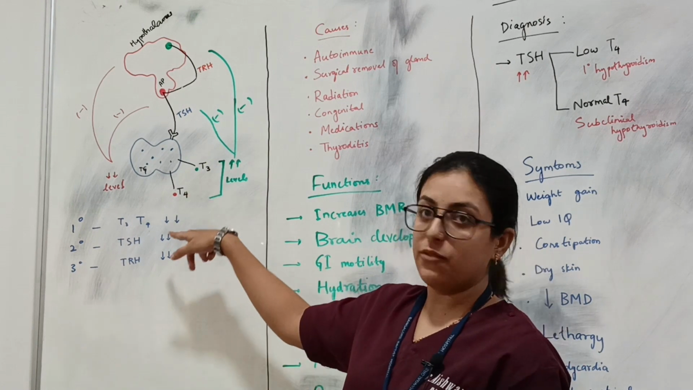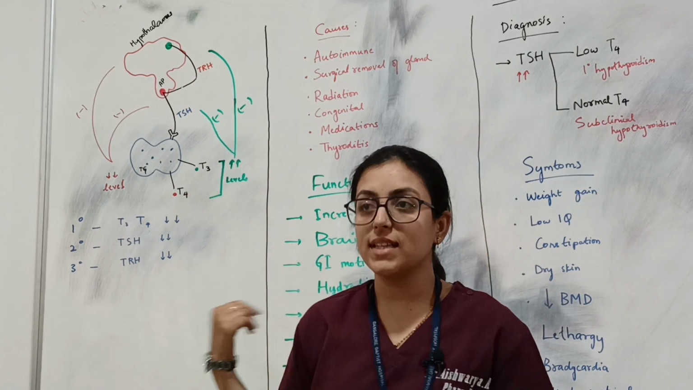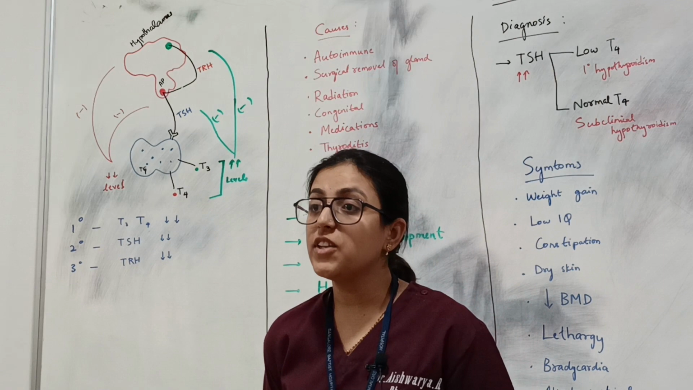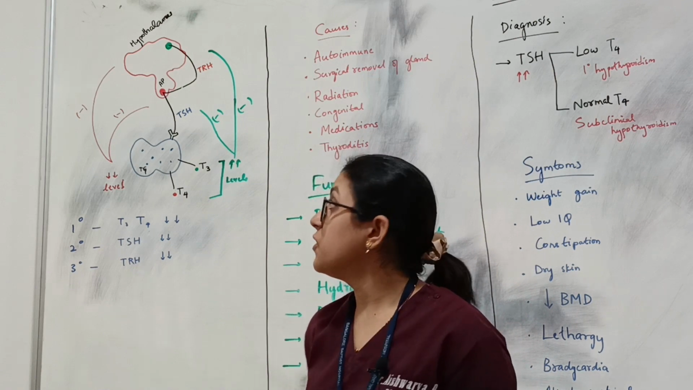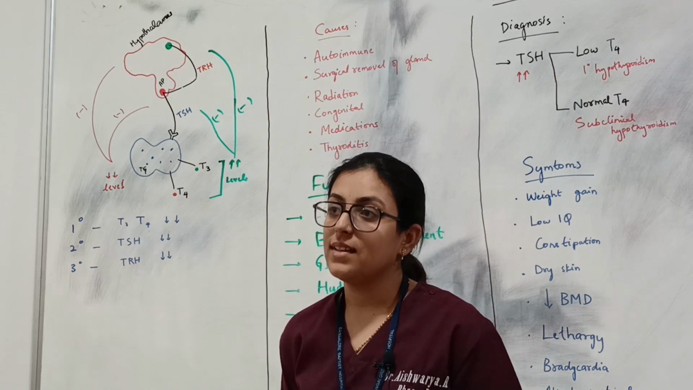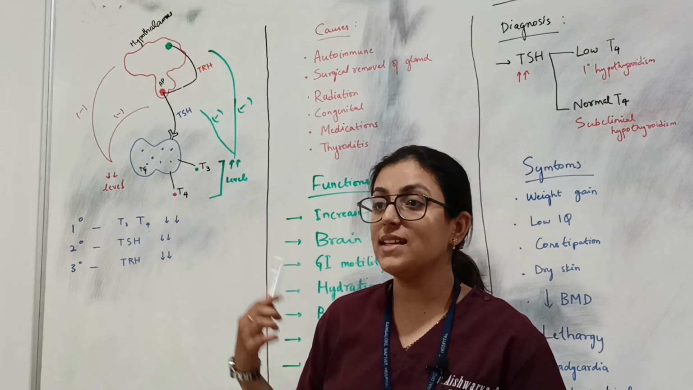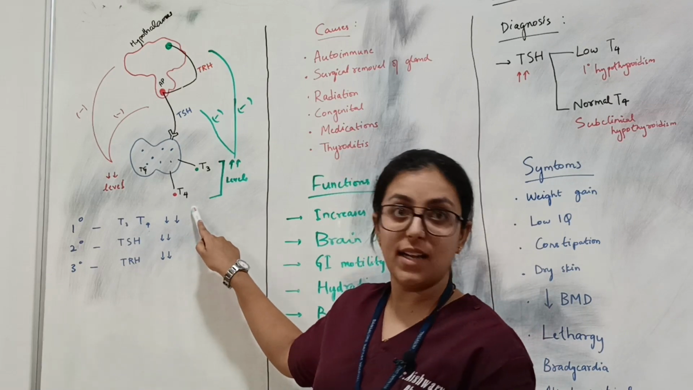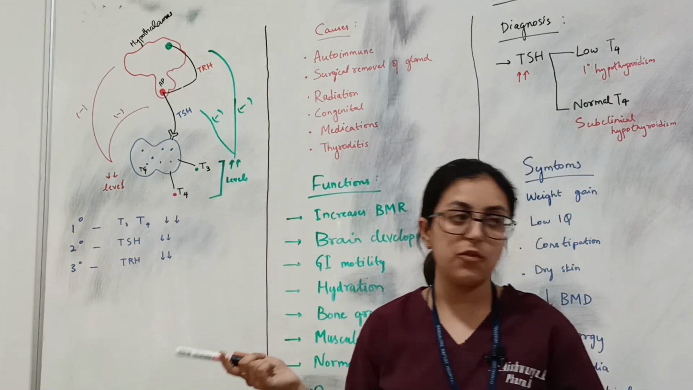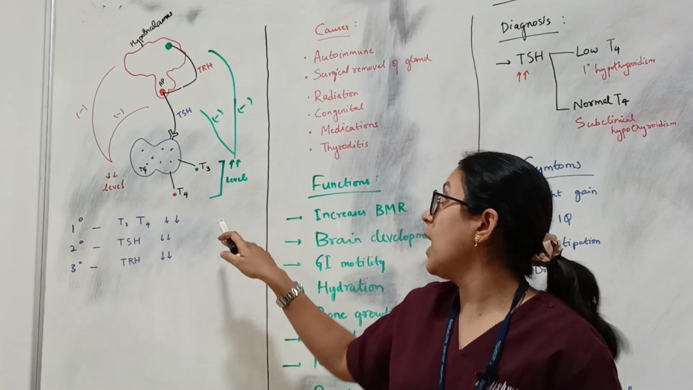So T3 and T4. Can you tell me which among these is more active? Which is more abundant? Yeah, T4 is present in large amount, and T3 is the more active form of thyroid hormone.